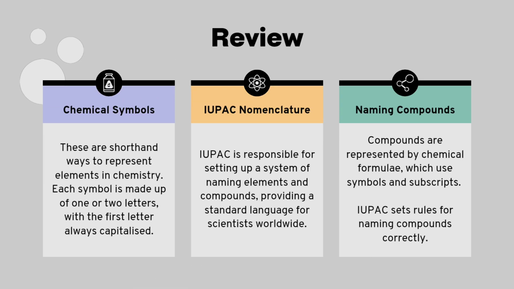Review. Chemical symbols. These are shorthand ways to represent elements in chemistry. Each symbol is made up of 1 or 2 letters, with the first letter always capitalized. IUPAC nomenclature. IUPAC is responsible for setting up a system of naming elements and compounds, providing a standard language for scientists worldwide. Naming compounds. Compounds are represented by chemical formulae, which use symbols and subscripts. IUPAC sets rules for naming compounds correctly.